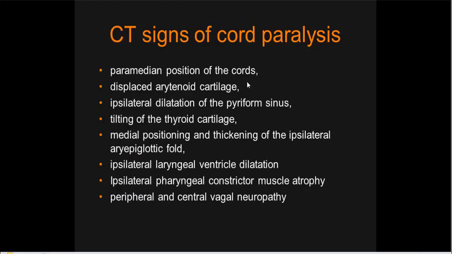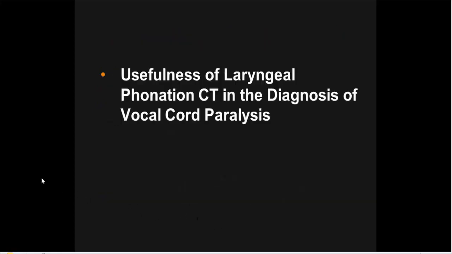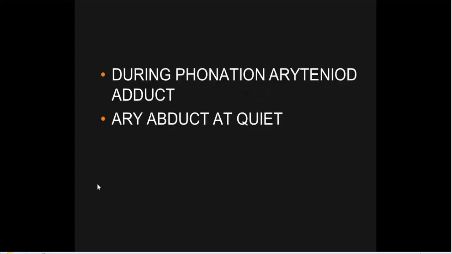Signs include paramedian position of the cord, displaced arytenoid cartilage, ipsilateral dilatation of the piriform sinus, tilting of the thyroid cartilage, medial positioning and thickening of the ipsilateral aryepiglottic fold, ipsilateral laryngeal ventricle dilatation, ipsilateral pharyngeal constrictor muscle atrophy, and peripheral and central vagal neuropathy. Usefulness of laryngeal phonation CT in the diagnosis of vocal cord paralysis.